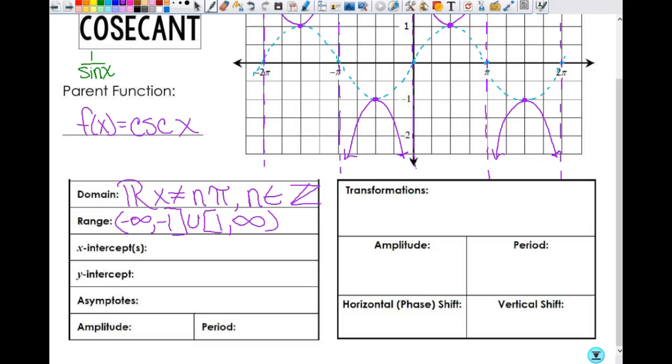X-intercepts. None. Yeah, that's kind of what I figured you meant. Okay, so none. All right. Y-intercepts? None, because there's an asymptote there too, right? None. All right, asymptotes. Oh boy, do we, right? But remember, these are very much tied together. Why can't x be these things? Because there's asymptotes. So guess what your asymptotes are? x equals n times pi, where n is an element of the integers.